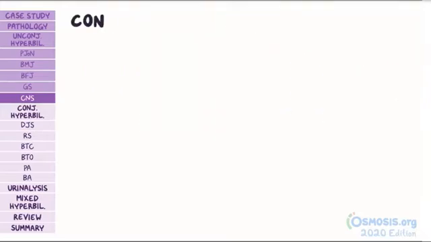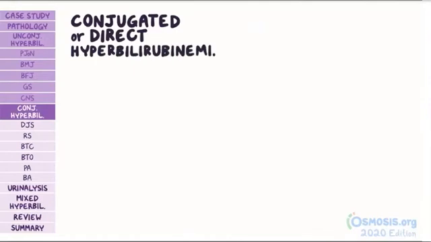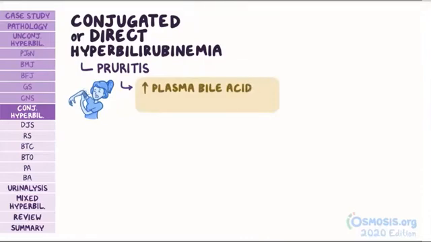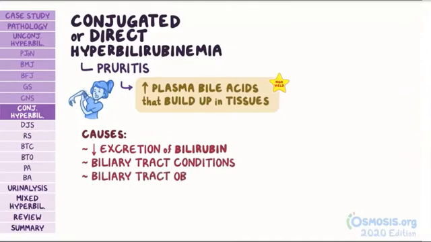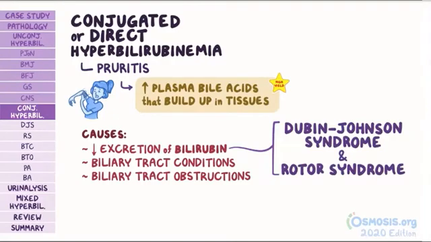Now let's move on to conjugated or direct hyperbilirubinemia, which is commonly associated with pruritus or itchiness. Furthermore, you have to know that pruritus occurs due to increased plasma bile acids that build up in tissues. Now, conjugated hyperbilirubinemia can be caused by decreased excretion of bilirubin, some biliary tract conditions, and biliary tract obstructions. Decreased excretion of bilirubin is commonly seen in hereditary conditions, such as Dubin-Johnson syndrome and Rotor syndrome.